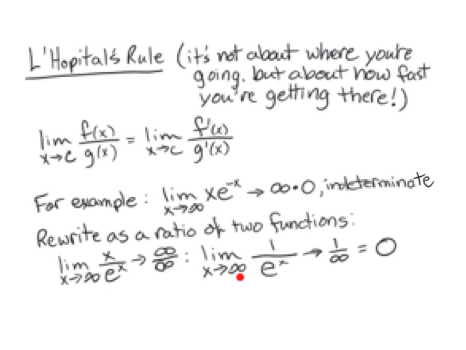Now when I plug in my infinity, 1 is still 1, but e to the infinity is infinity. And we know from that main rule that 1 over infinity goes to 0.